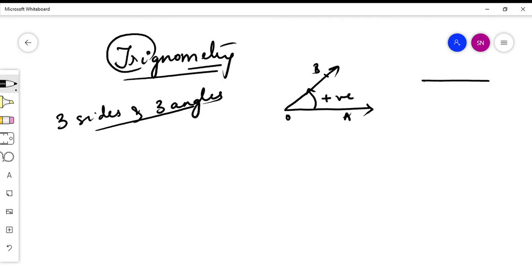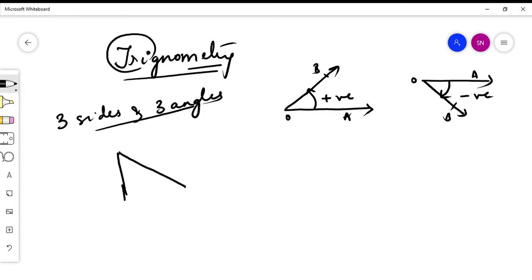Similarly, if I have an angle which is calculated in clockwise direction, okay, let me call this as OA and OB, this is always a negative angle measurement. Okay, so this I will teach you whenever I come to quadrant system. So in the quadrant system, how is it going to be positive angle and how is it going to be a negative angle? Now coming to a right angle triangle.